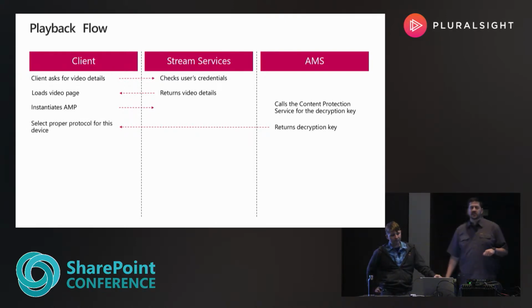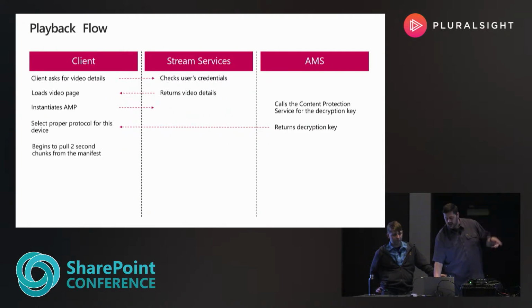The next thing the client's going to do is say, what protocol do I need? Part of what we get from using the Azure Media Player is we use the same player on all our endpoints, and it's smart enough to go, I'm on iOS, I need HLS streaming. I'm on a Windows 10 machine, I'm going to use MPEG-DASH. Or, I'm on an old Windows 7 machine in IE, I'm going to use Smooth Streaming. It's smart enough to detect that and know what it needs in order to play back the protected content.